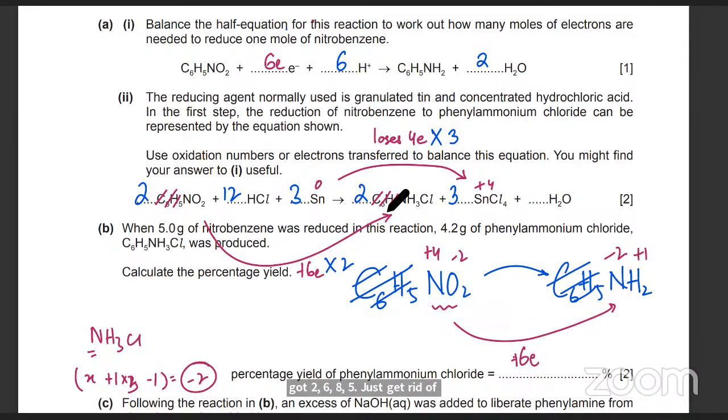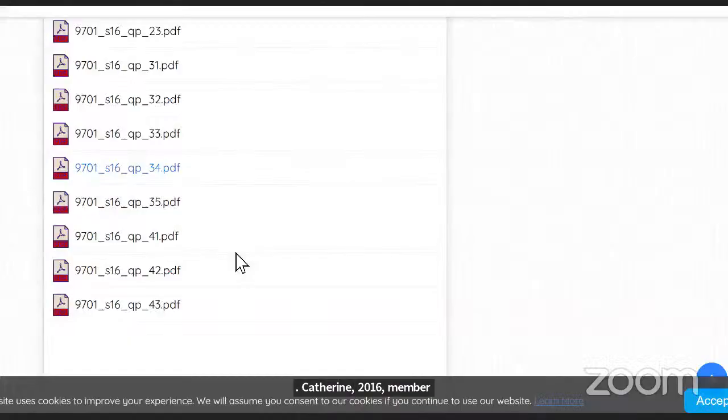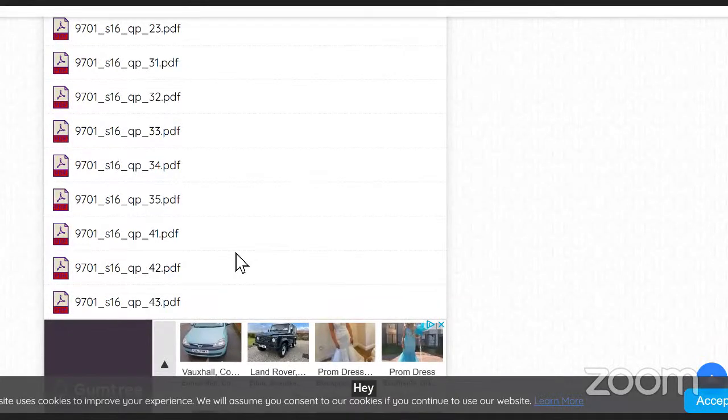अच्छा, next part क्या था? 2016 November. जी सर. कौन सा, remember 4-1, 1 second.